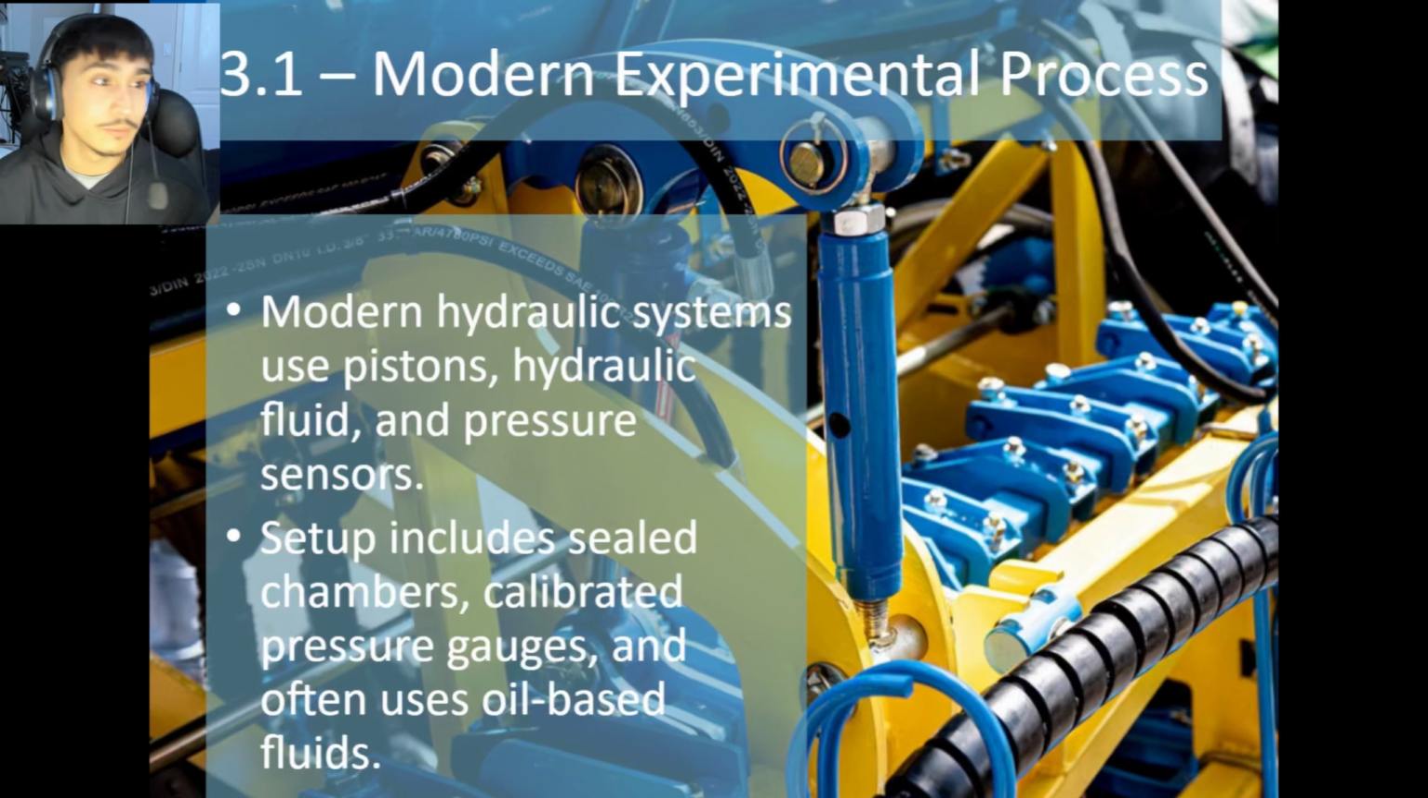And so, pretty much, I'll talk about the modern experimental process. Today we study Pascal's law with much more advanced setups. Modern experiments use pistons, synthetic hydraulic fluids, pressure sensors, and sealed systems to measure force transmission precisely. Oil-based fluids are common because of their stability and lubrication properties.